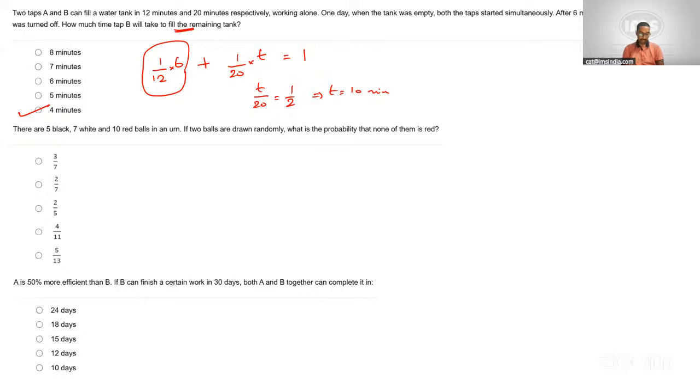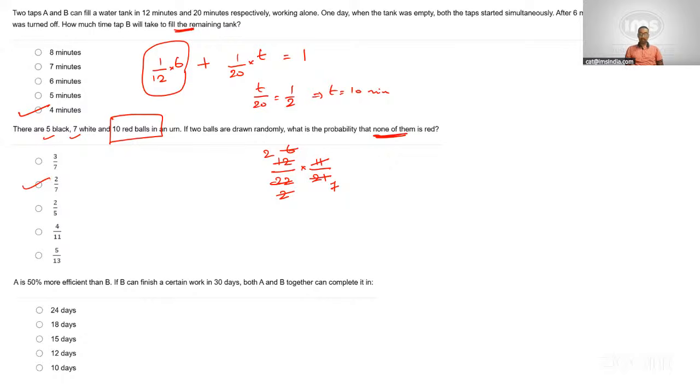There are 5 black, 7 white, and 10 red balls in an urn. If 2 balls are drawn randomly, what's the probability that none of them is red? So 5, 7, 10 add up to 22, out of which 10 are red. So not red is 12. You are drawing 2. So the first one, 12 by 22, not being red. Then 11 by 21, again not being red. So 11 times 2, 2 times 6, 3 times 2, and 3 times 7. So 2 by 7 would be the right answer.